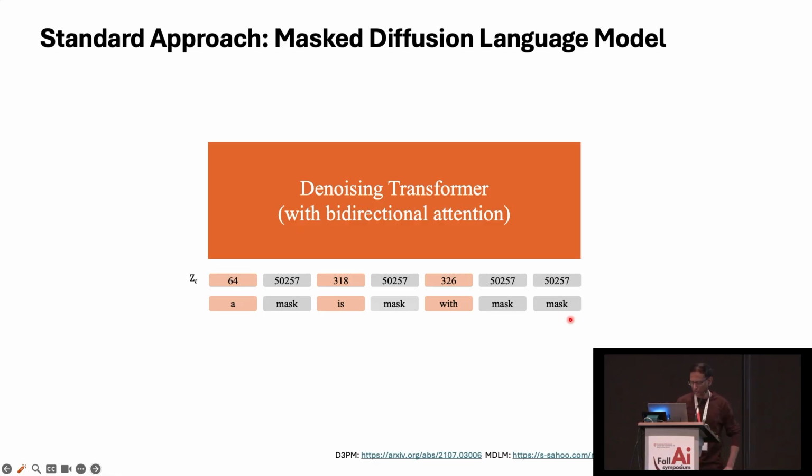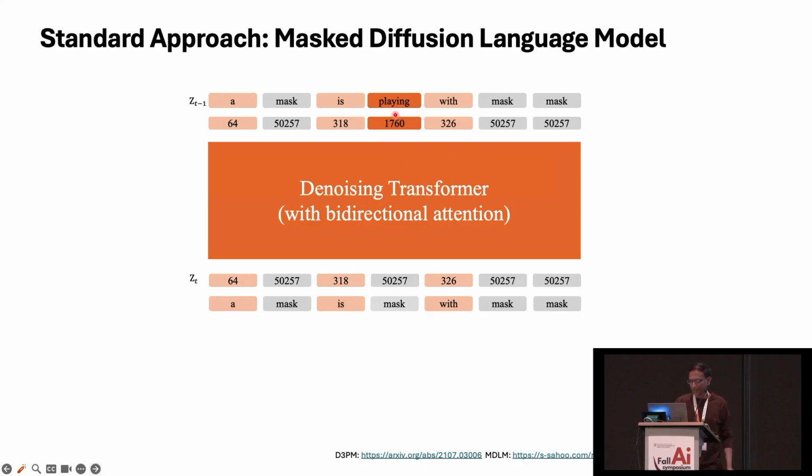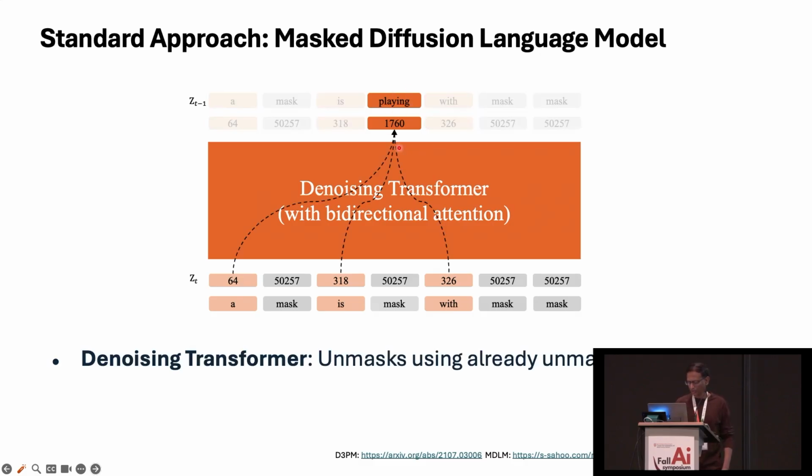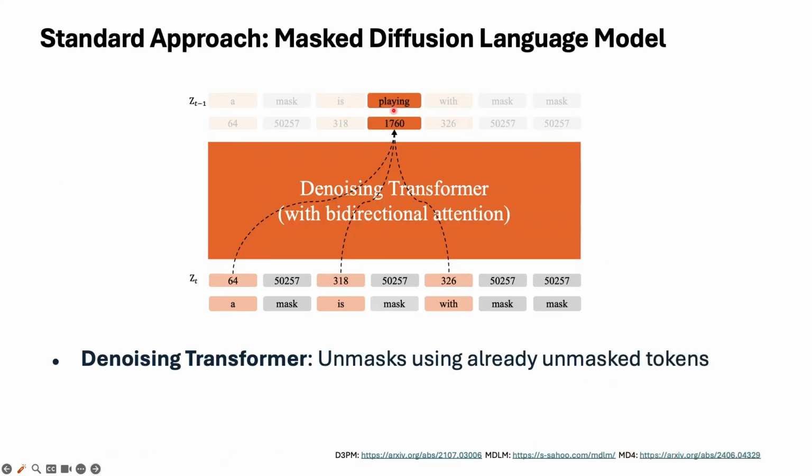Okay. It'll go through this transformer, which will then predict that the word "playing" maybe needs to come here. And how does it decide that? It knows that "A", "is", and "with" are already decoded. And using this, it predicts some logits internally, which when sampled, will tell you that this thing needs to be "playing". So the important thing to note is that it unmasks using already unmasked tokens. That's really what a masked diffusion model does.